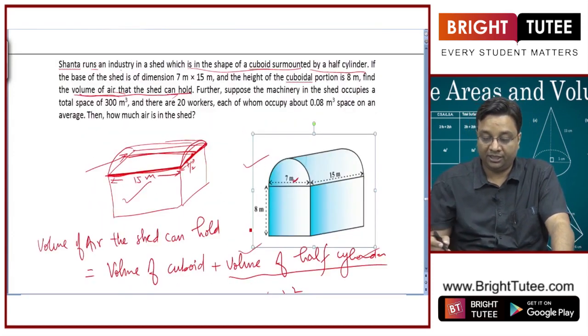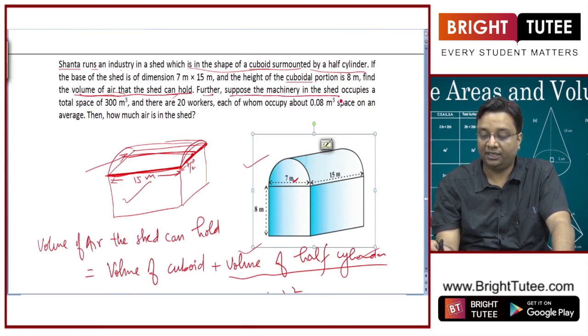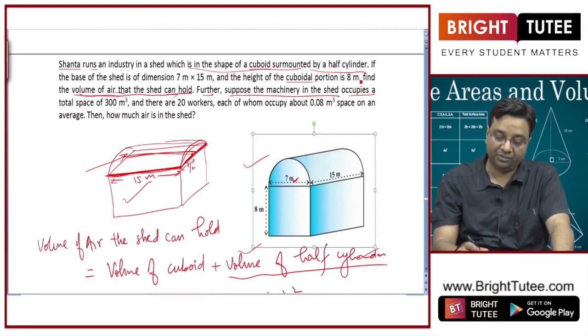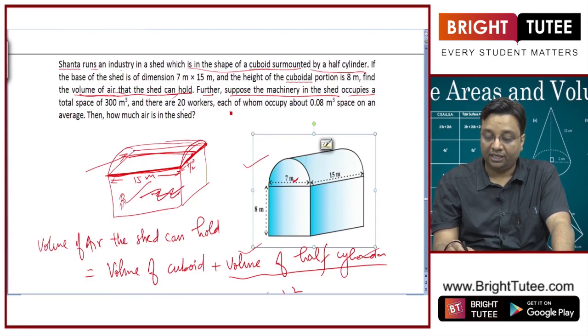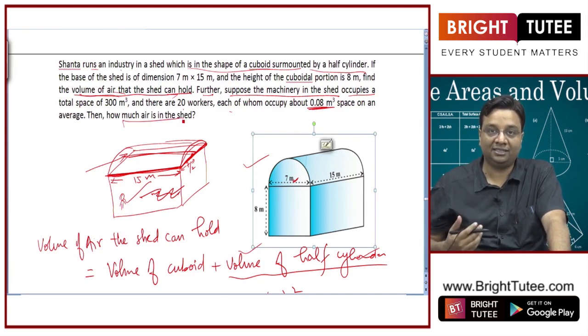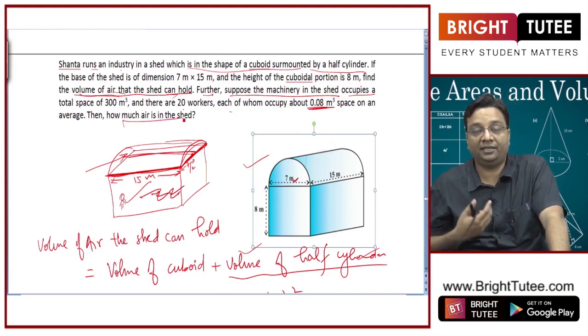Now another question is there. Furthermore, suppose the machinery in this shed occupies a total space of 300 meter cube. So there is machinery inside this shed, and there are 20 workers, each of whom occupies about 0.08 meter cube space on an average. So how much air is in the shed? How much air in actual is inside the shed?